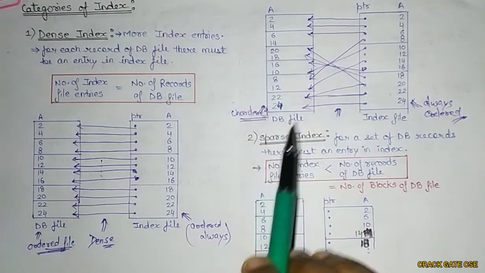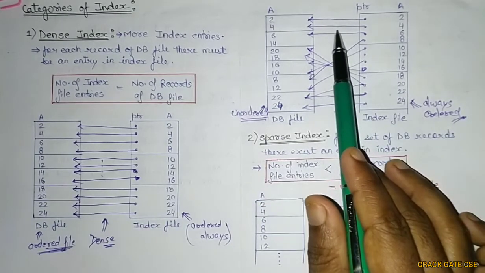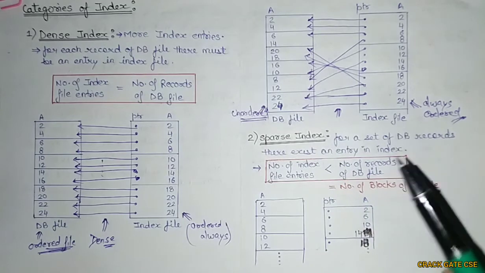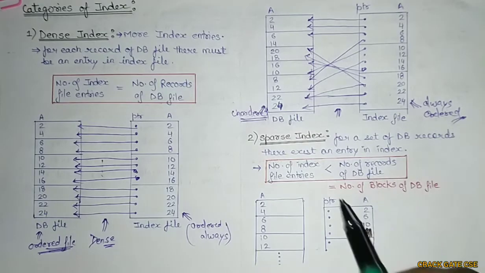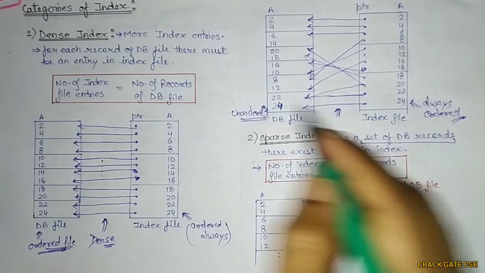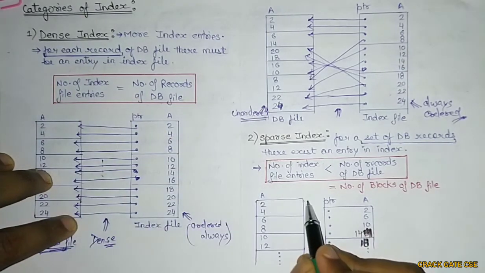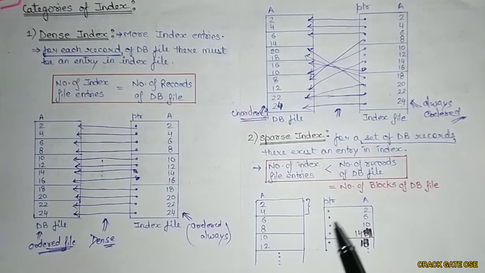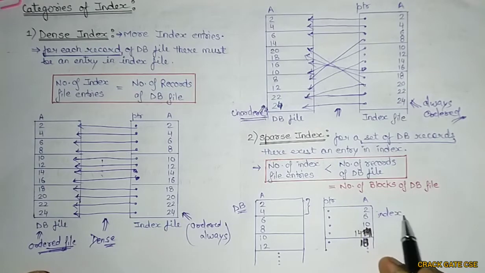But if you go to the second category of index, there is sparse index. So sparse index will be having comparatively fewer index entries. For a set of database records, there exists an entry in the index. Here it says for a set of database records, and there it was saying for each record, so you can easily get the difference. Here we are referring to a set as a block. That means for each block we will be having a key pointer entry in the index file. So this is a database file and this is an index file.